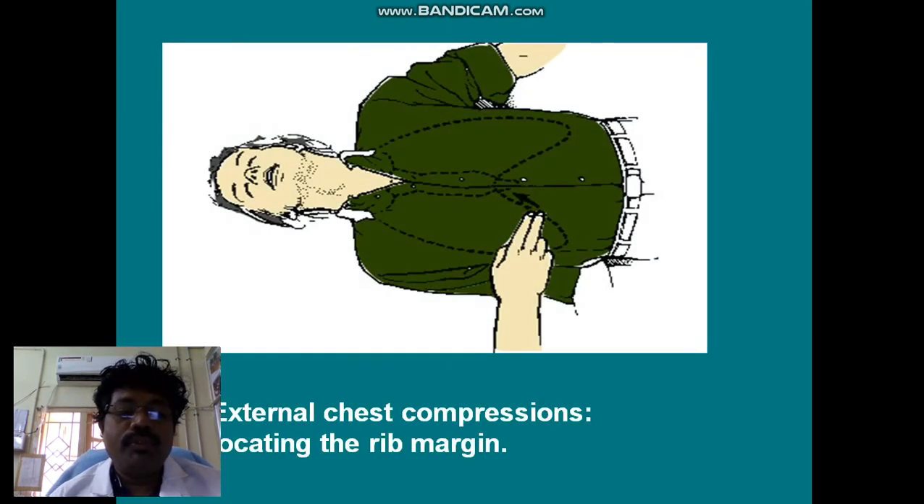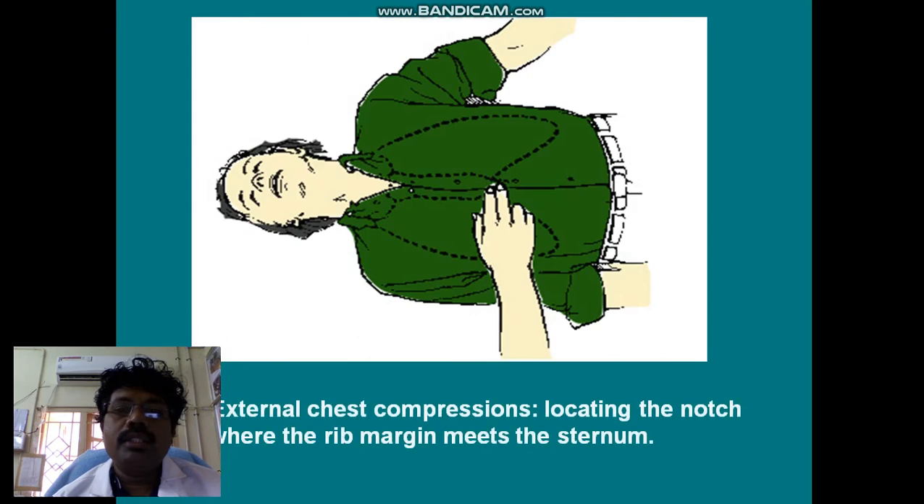This is the examination before giving CPR and external chest compression. Locating the rib margin. Use your two fingers to locate the rib margin, and along the rib margin you go to the middle portion of the chest. You can feel the sternum. The tip of the sternum is the xiphisternum. You should feel the xiphisternum, and this is the feeling of the xiphisternum, and find out the sternum for the external chest compression. Locating the notch of the sternum.